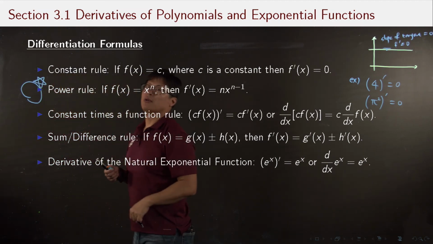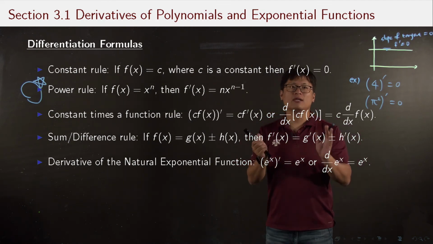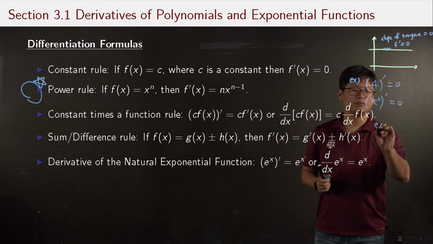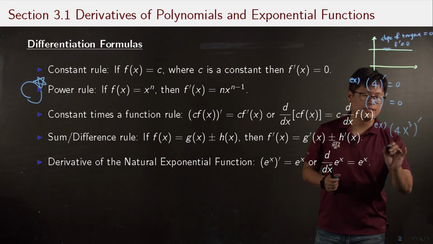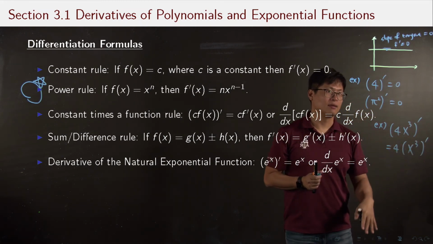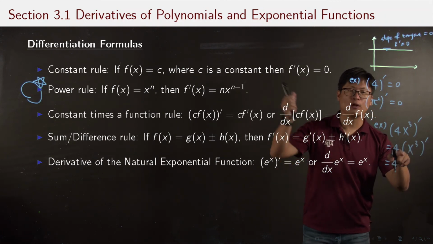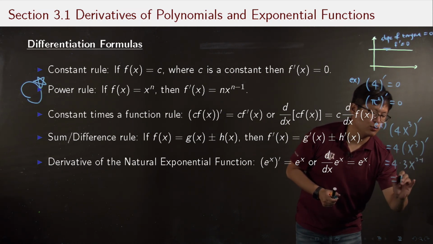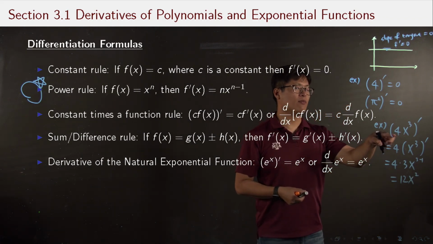And then number 3, constant times a function rule. If you have a coefficient, just keep the coefficient in front of your function. Let me give an example. If you have 4x cubed prime, prime means to take the derivative. So that is equal to 4 times, and we're going to follow the power rule, 3x to the 3 minus 1, which is 12x squared. 12x squared is the derivative of 4x cubed.